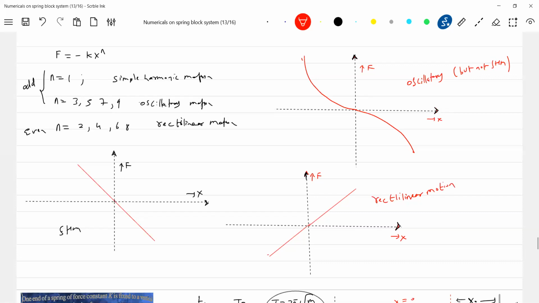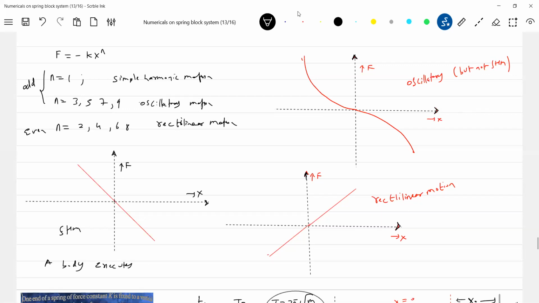Don't say straight line. You have to look at the force acting on the body. If it satisfies this graph or this equation F equal to minus kx, it's SHM. If it is like this, it's not SHM but will be oscillatory. If it is like this, then it will be rectilinear motion, no question. So this will be unstable equilibrium. Here it will be stable equilibrium. So the body will execute SHM about a stable equilibrium position. Fine.